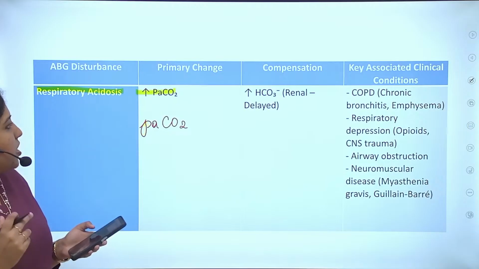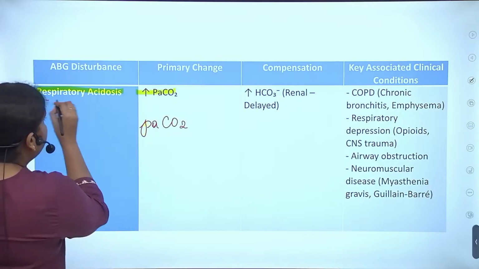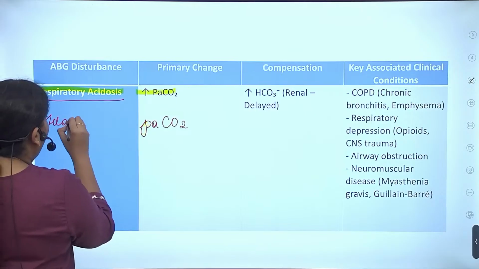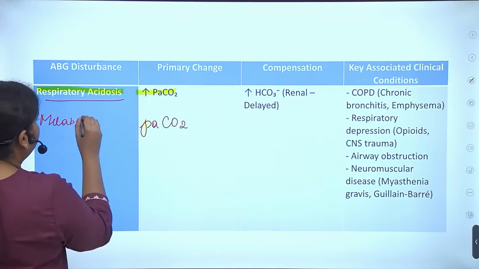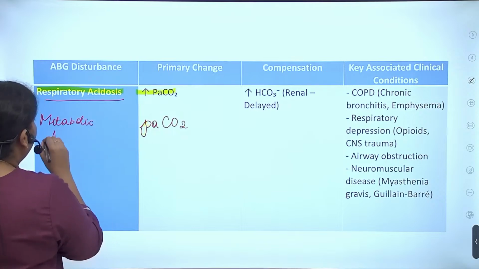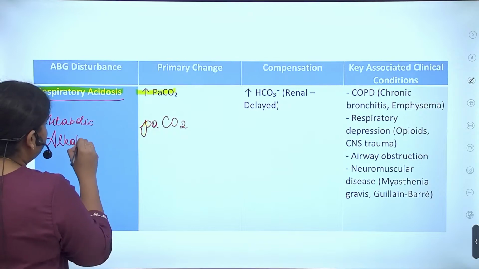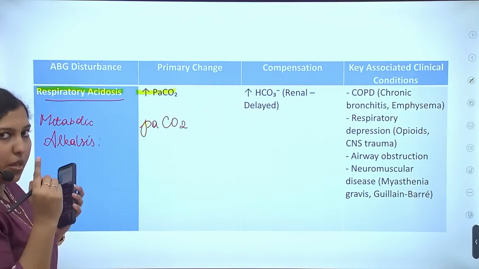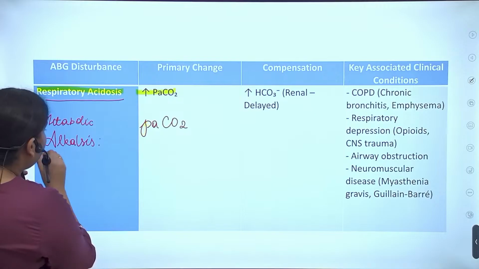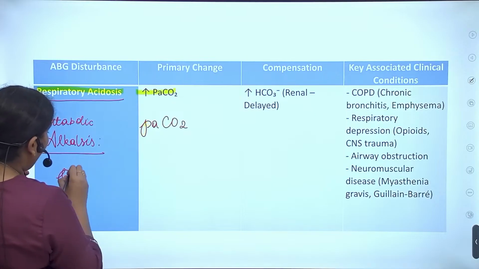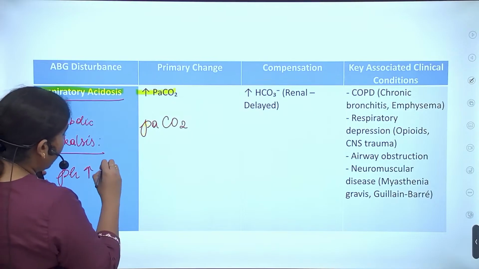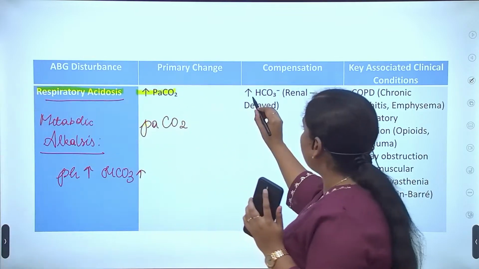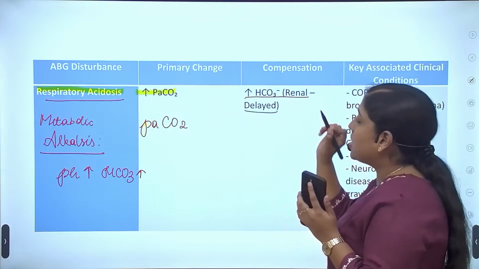So the compensation, obviously, if it is respiratory acidosis, the compensation is metabolic alkalosis. As you all know, respiratory opposite, metabolic same, right? So what is meant by metabolic same? The pH also has to increase, and your HCO3 is also going to increase. So here the compensatory mechanism is increased HCO3.